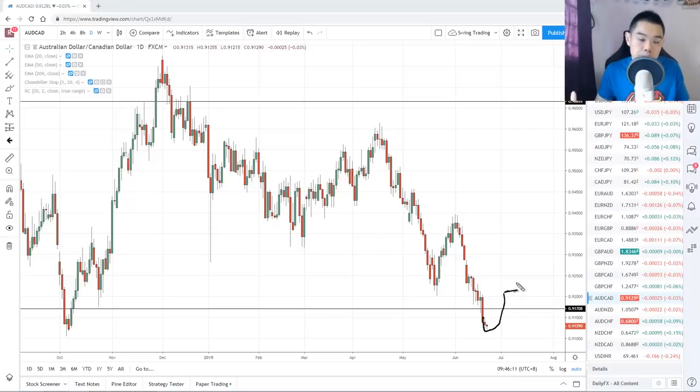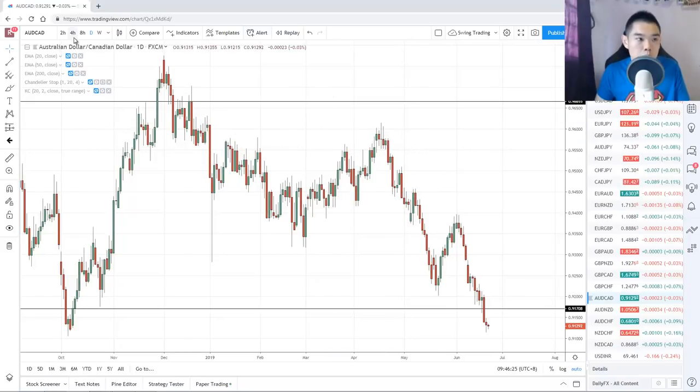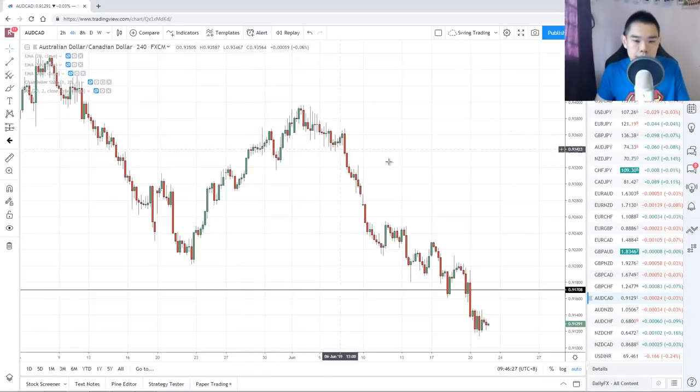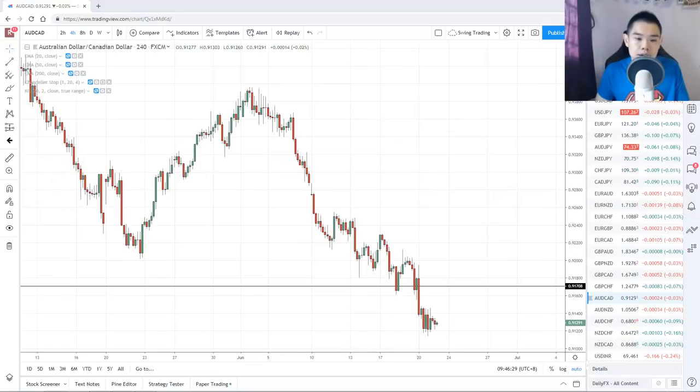That is a false break setup, and I want to go long on this false break setup. Alternatively, you can go down to a lower time frame, like the 4-hour time frame, and you can analyze the price action. You can also watch how the market structure on this time frame unfolds itself.